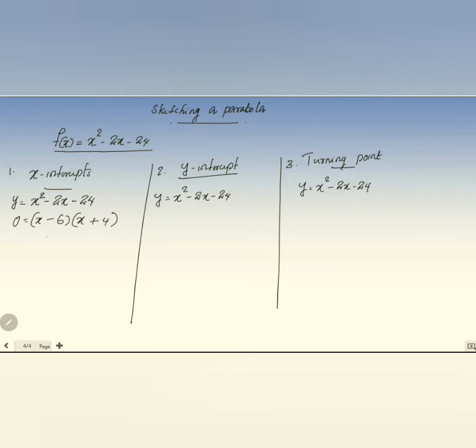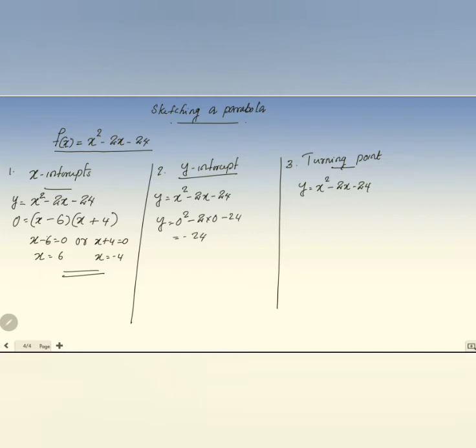Now we can find the x value. Take each factor and equate to 0. That is x minus 6 is equal to 0, so x is equal to positive 6. Or x plus 4 is equal to 0, so x is equal to minus 4. So I got the x-intercepts. Clear? Now I'm moving to the y-intercept. How do you get the y-intercept? Put x equal to 0. That is y is equal to 0 squared minus 2 times 0 minus 24. So the answer is minus 24.